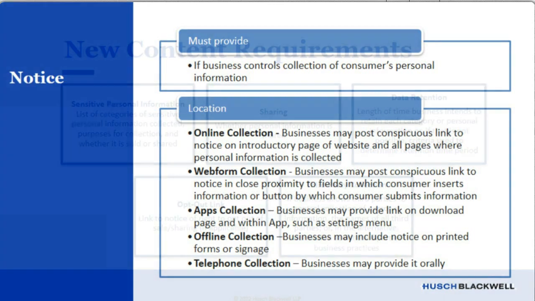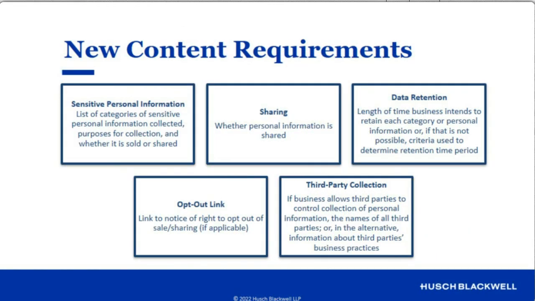So a few new content requirements for this notice at collection. A business needs to include a list of categories of sensitive PI collected, the purposes for collecting that sensitive PI, and whether it is sold or shared. If the business is sharing information, it needs to provide that. A new data retention requirement, including the length of time the business intends to retain each category of personal information, or if that isn't possible, the criteria used to determine the time period.